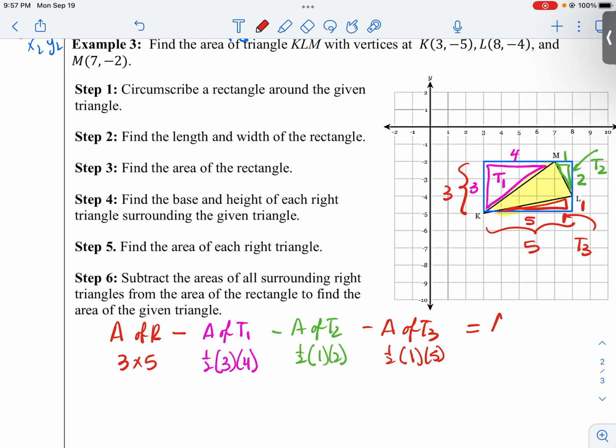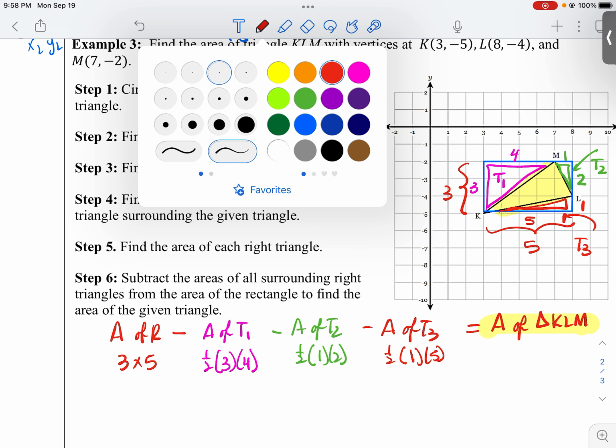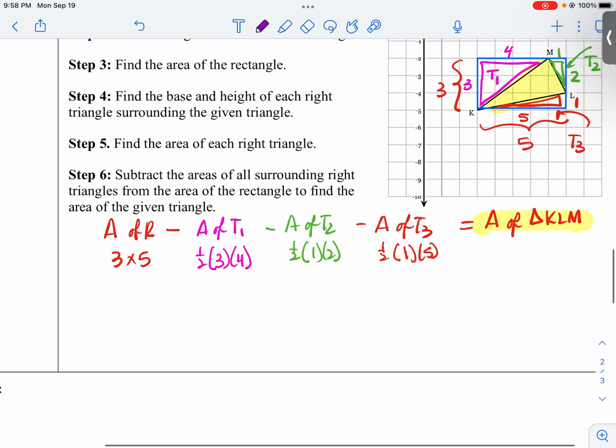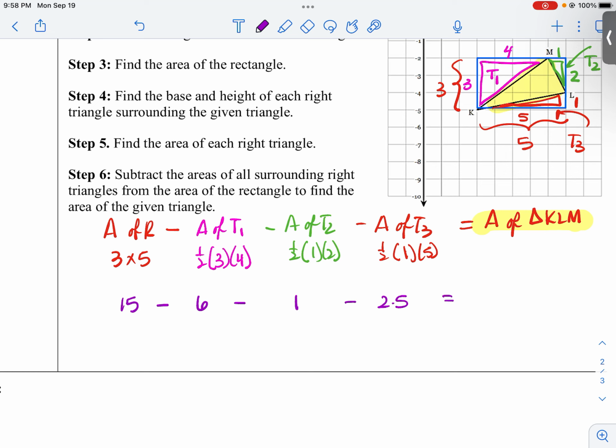That's going to give me the area of triangle KLM, the inside piece, the highlighted part. Okay? So, math time. So, 15 minus 6 minus 1 minus 2.5 equals 5.5 units squared.